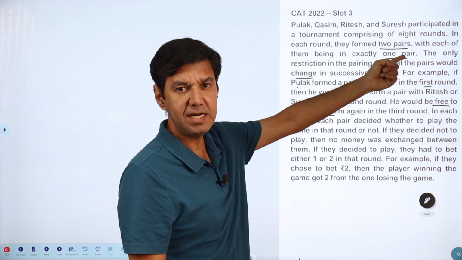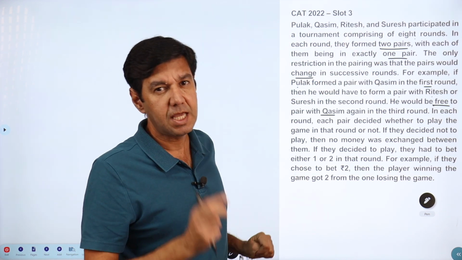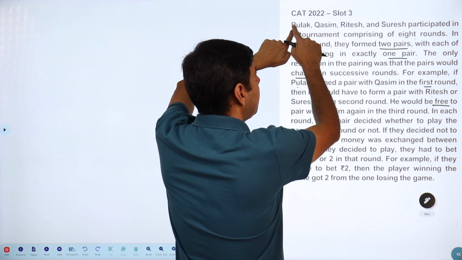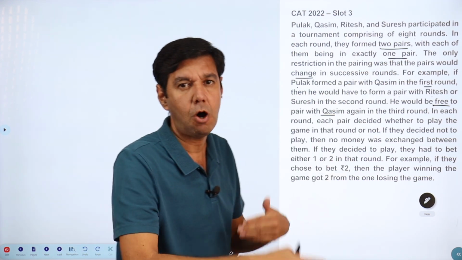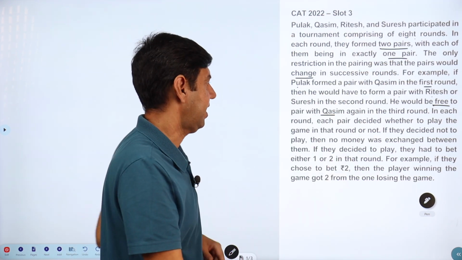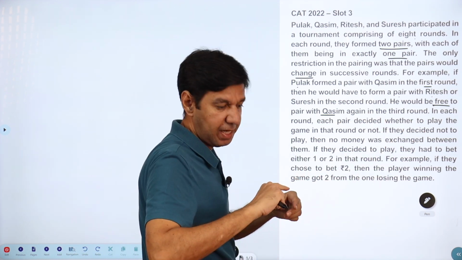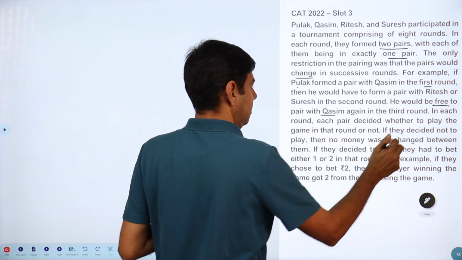So if you form the pairs, there are actually only 3 pairs that can be possible. P with Q, P with R or P with S. Whereas there are 8 rounds. So obviously some pairs are going to be repeated, right? But in the immediate next round, it should change.